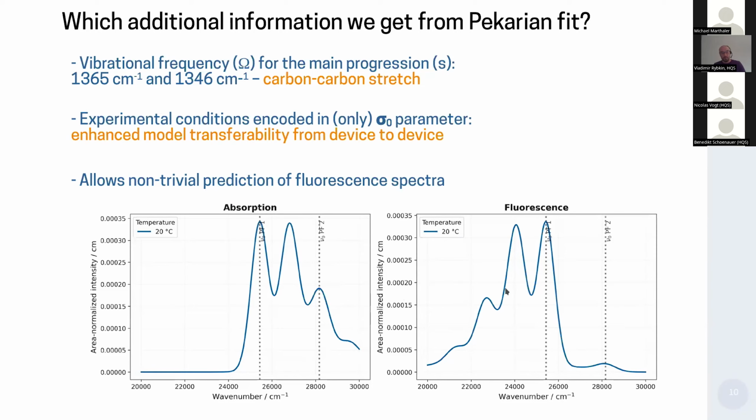Therefore, this fluorescence spectrum doesn't look like a mirror image of absorption due to the presence of the 2 lines. But if you did the same with Lorentzian functions, which are totally symmetric, then you would get the same spectra. So it's actually not allowing to predict any fluorescence at all, because it's not physical enough.